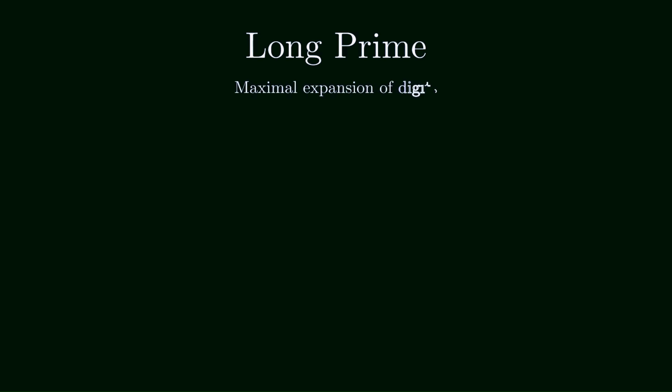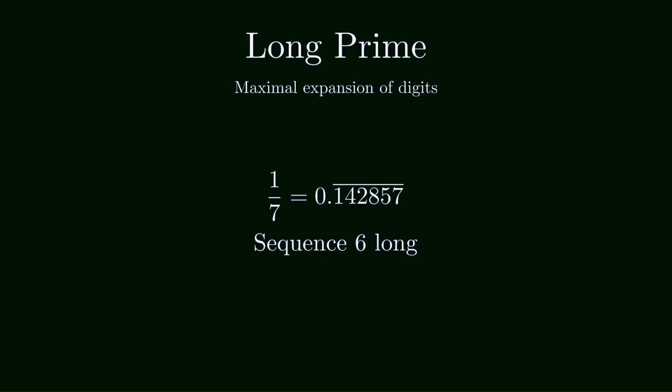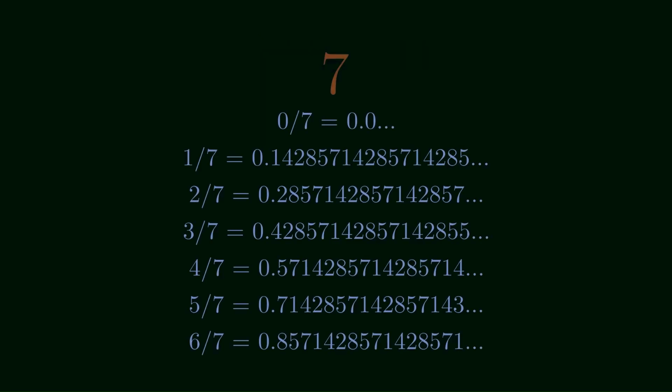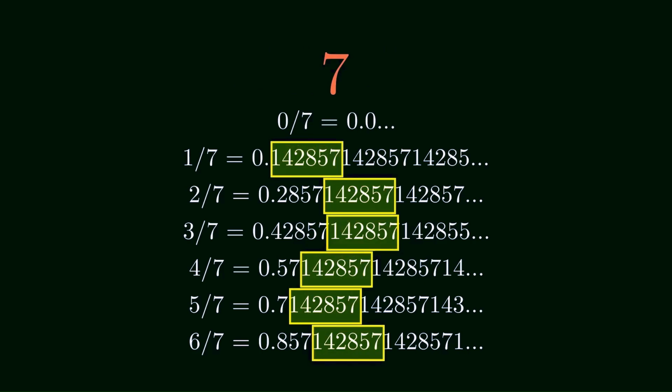And this is what a long prime is. It is a number that has a maximal period decimal expansion of digits, which means that the sequence of numbers produced in division will be as long as possible, which is n-1. For the case of 7, it is 6 long. Another neat aspect of long primes is that all numbers who aren't multiples of them will be a part of the same sequence, like how 7 divided by anything leaves a similar cycle.